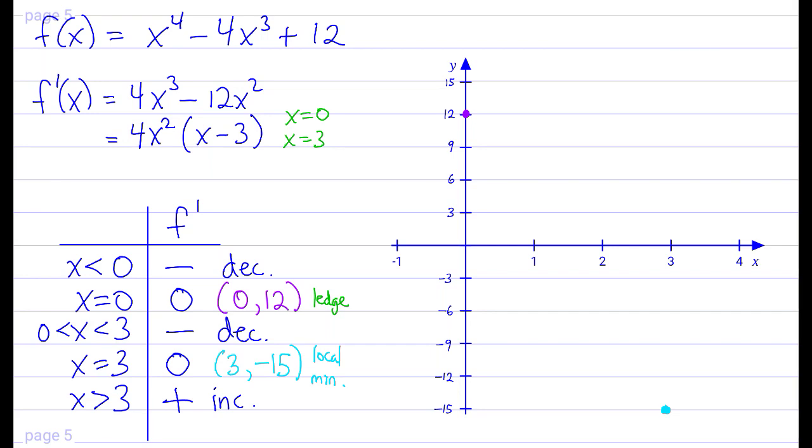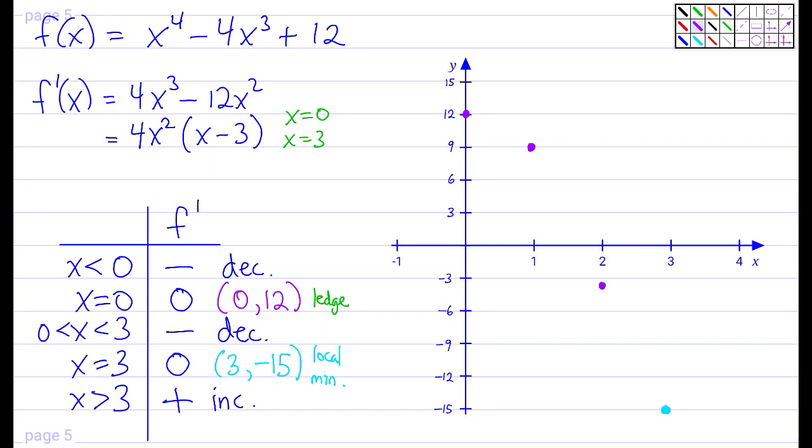Okay, so if I plug in, let's try how about 1 and 2. If I plug in 1, I get 9, it looks like, right? 1 minus 4 is minus 3, plus 12 is 9. So I'll put that point here. Okay, how about plugging in 2? I get 16 minus 4 times 8. Let's see, that's minus 32. So minus 16 plus 12. So it looks like we're at minus 4 when I plug in 2. So, okay, that's something like here.